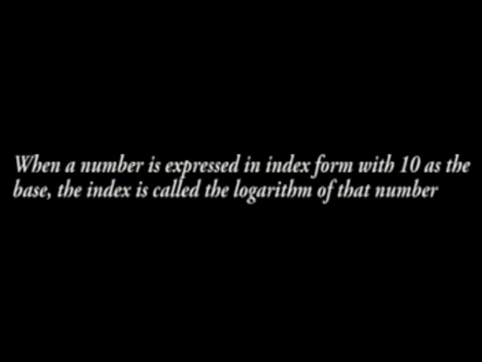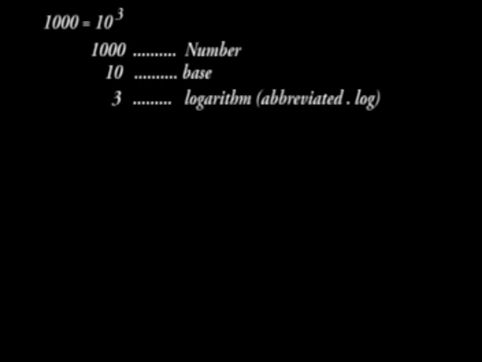Logarithms. We have seen how to write numbers in index form. When a number is expressed in index form with 10 as the base, the index is called the logarithm of that number. For example, 1000 is equal to 10 raised to power 3. 1000 is the number, 10 is the base, and 3 is the logarithm, abbreviated log. This is written as log to base 10 of 1000 is equal to 3.